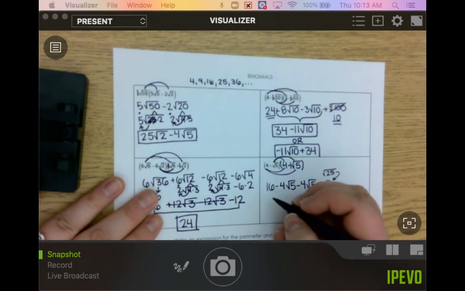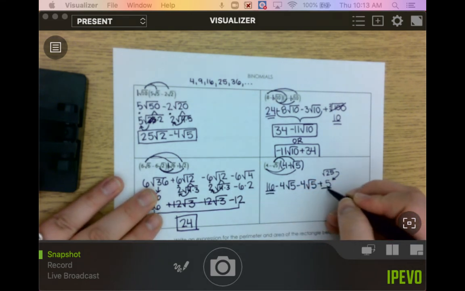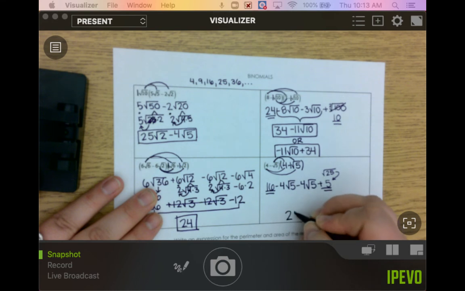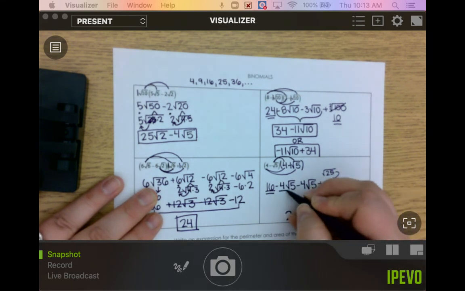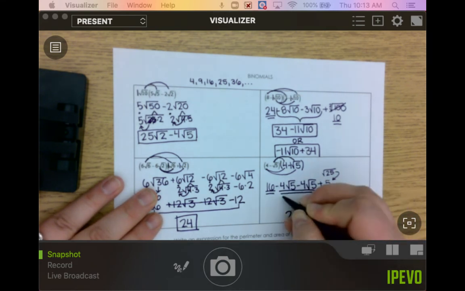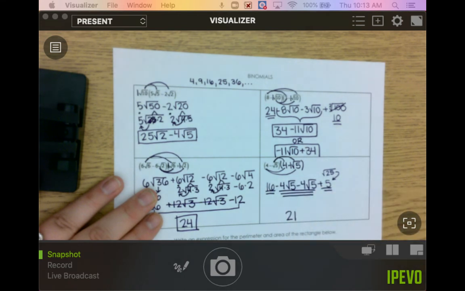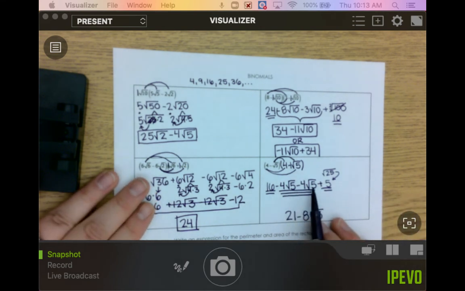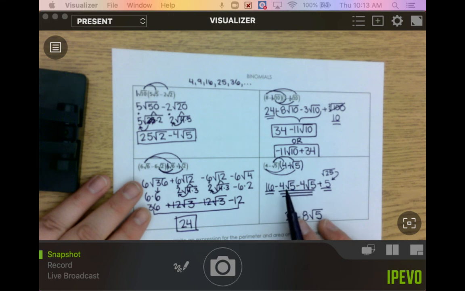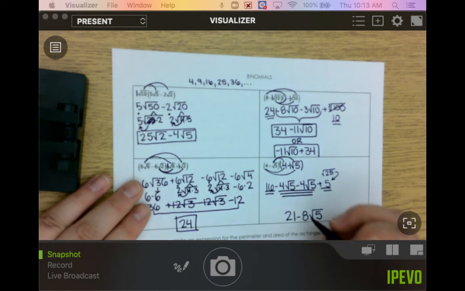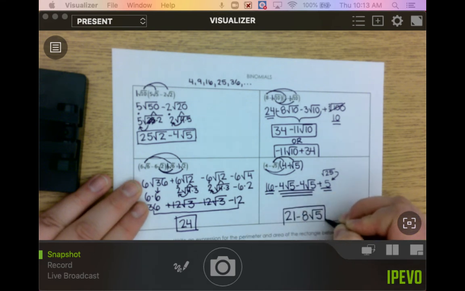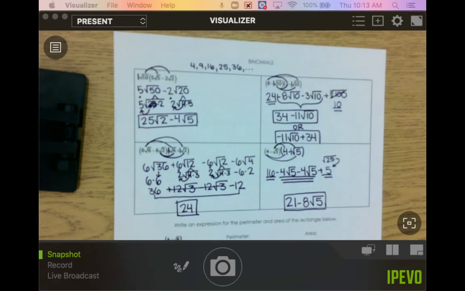And then I'm going to combine my like terms. 16 plus 5 is 21. And -4 square roots of 5 minus 4 square roots of 5 in the middle. That makes -8 square roots of 5. So when you have two square roots that are the same, these are both square roots of 5, you just add the numbers out front. -4 plus -4 is -8, but you don't change anything about the radical. Some of us are just trying to change a little more than we have to, and that's making it more confusing than it has to be.